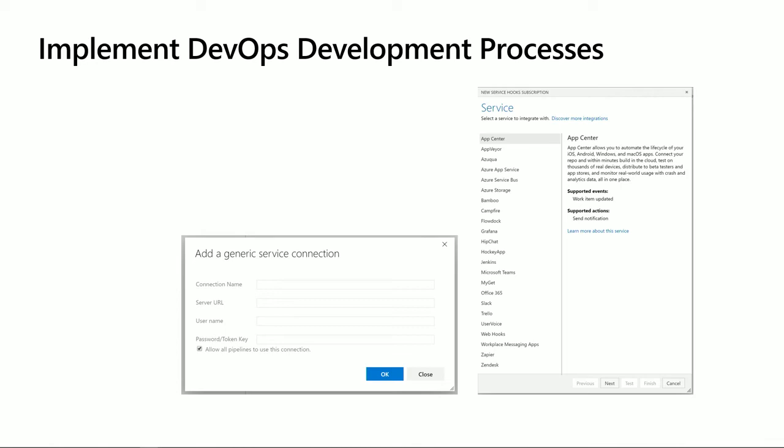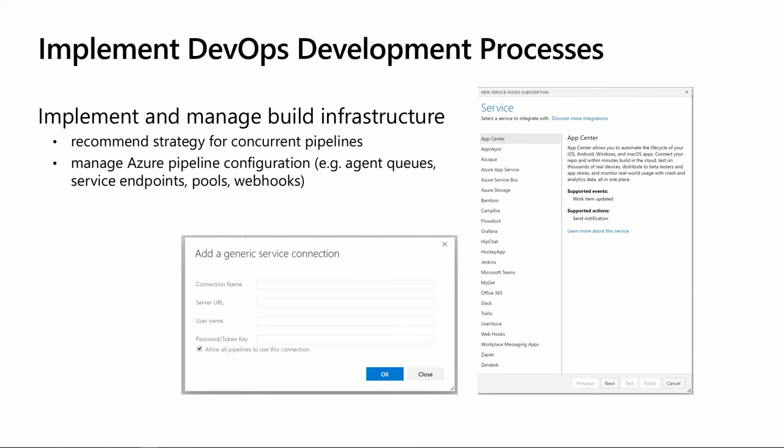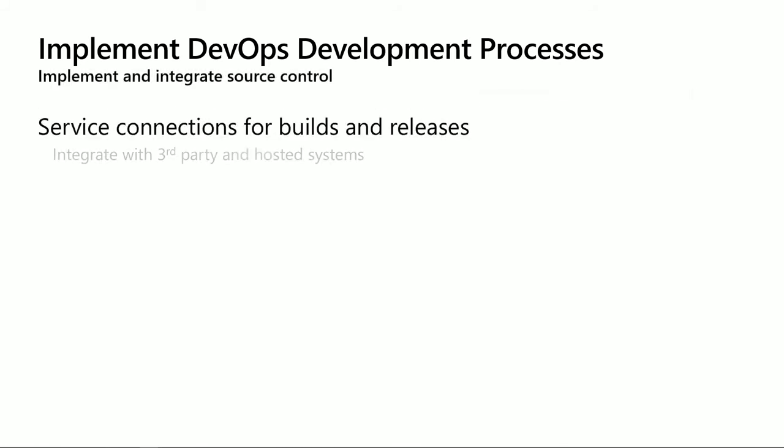Whenever you have a component, a build task that needs to reference the connection to that third-party system, you point it to this service connection that you have configured. And that's the purpose of service connections. So that's all you need to know, for the most part, about service connections.